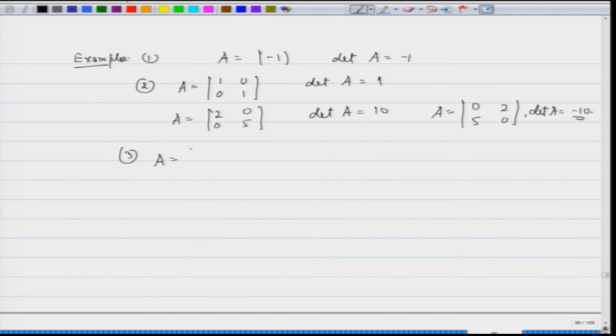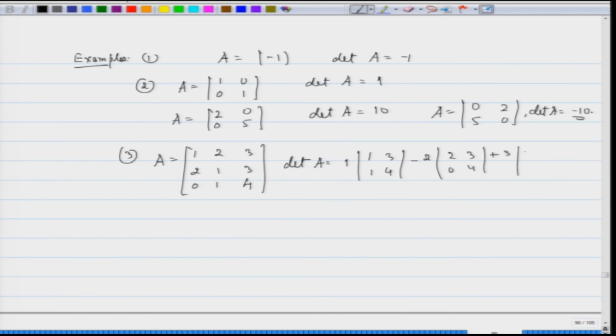3. If A is [1 2 3; 2 1 3; 0 1 4], determinant of A is 1 times (1·4 − 3·1) minus 2 times (2·4 − 3·0) plus 3 times (2·1 − 1·0), which is the same as 4 minus 3 minus 2 times 8 plus 3 times 2, which is the same as 1 minus 16 plus 6, which is minus 9, I think.